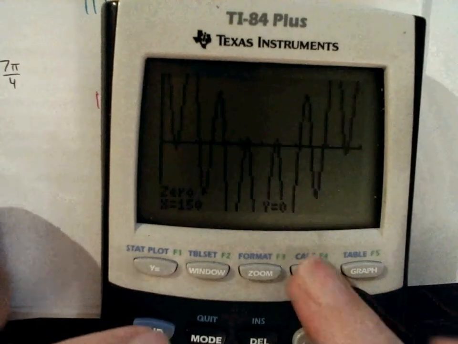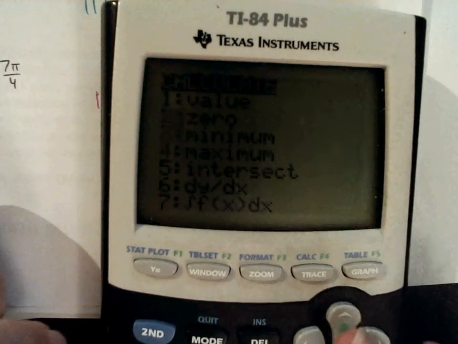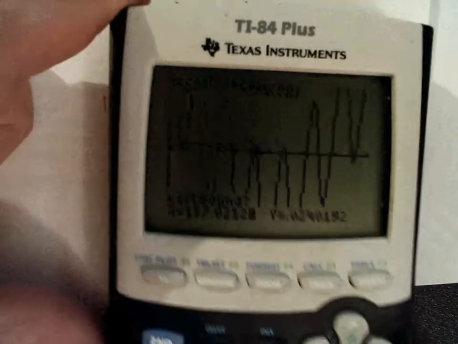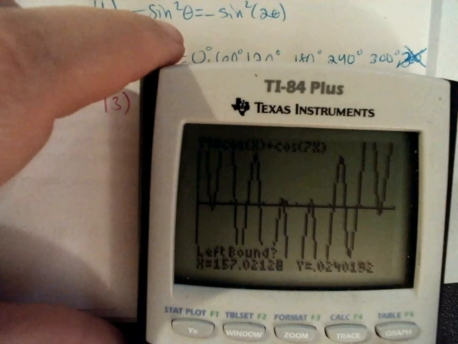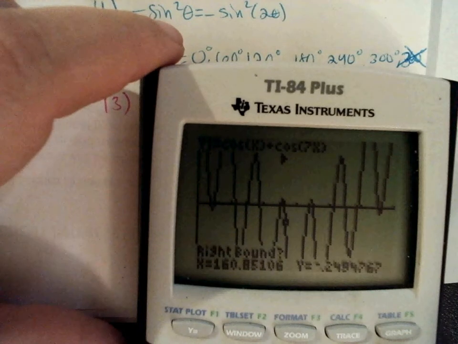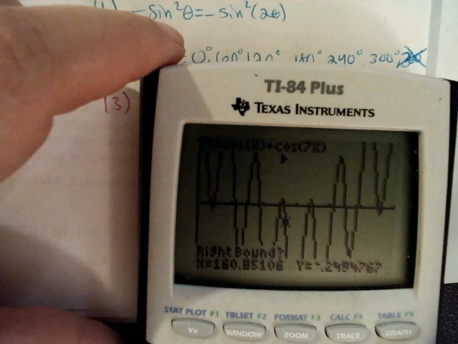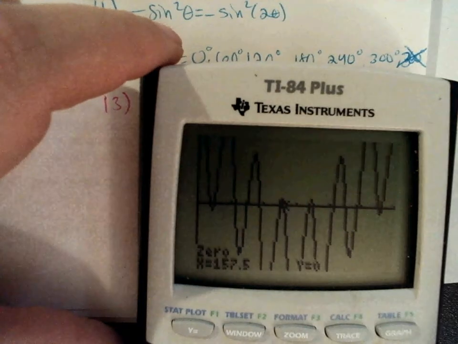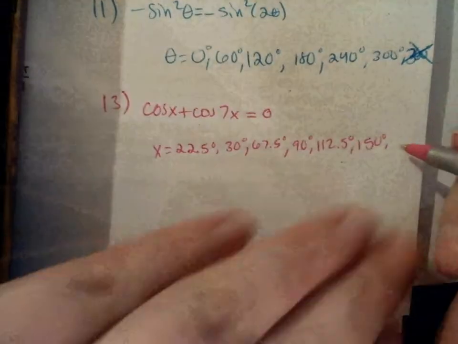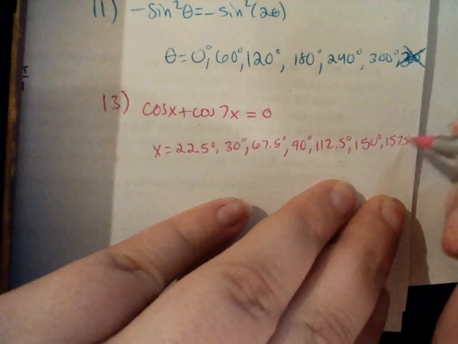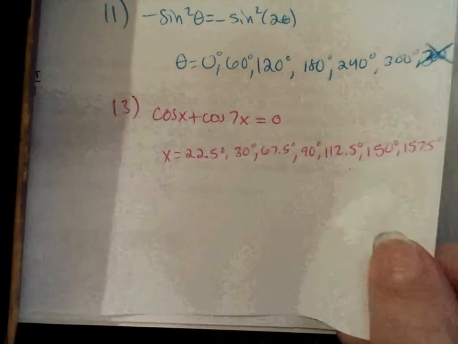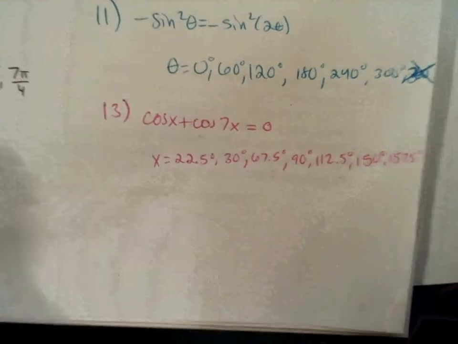And then I've got one more on this side of 180, because right here in the middle is 180. So second calculate 0. I need to be above. My y value is positive. As long as my y value is positive, I'm good. Press enter, and I go to the right, and now I'm below. I'm negative, so that's good. Press enter again, and I get 157.5 degrees.